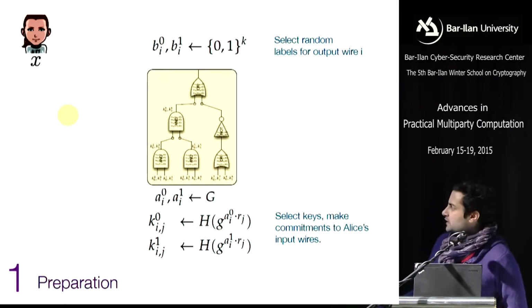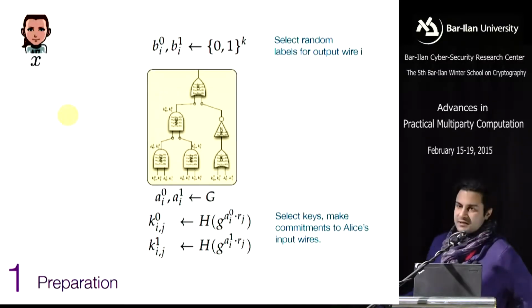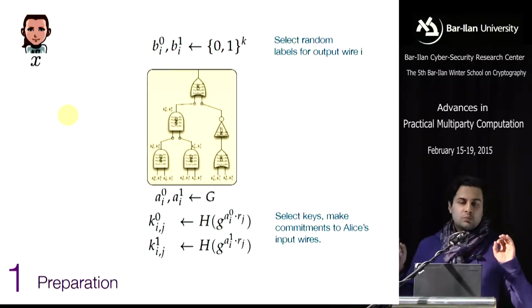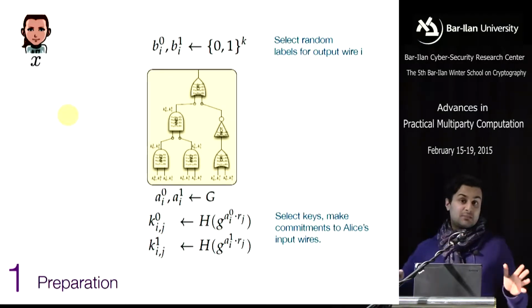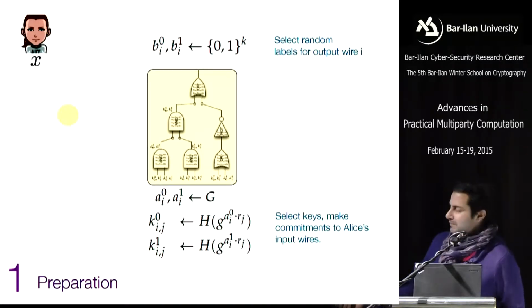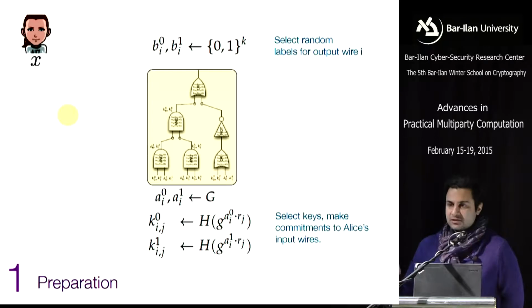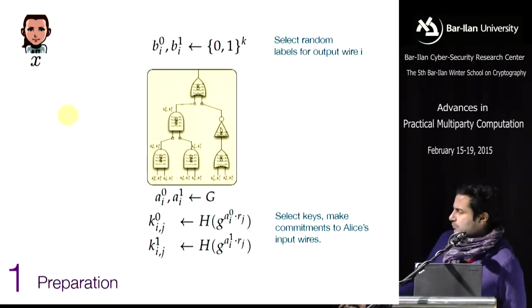She's going to pick a set of elements from some group. This protocol is described in a way that works with specific number theory assumptions, like discrete log assumptions, to make it all work out. So imagine she's going to pick these two elements for every one of her input wires from some group G, some discrete log group. And then at this point, she's going to commit to those keys for those input wires.